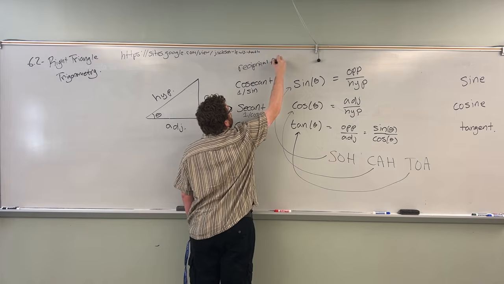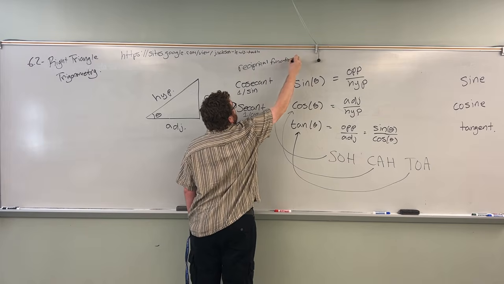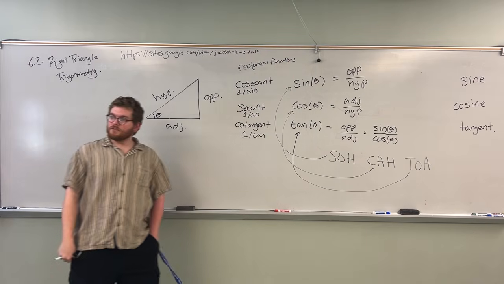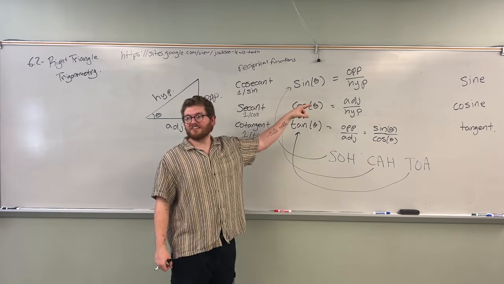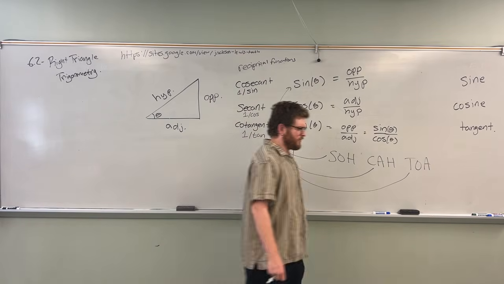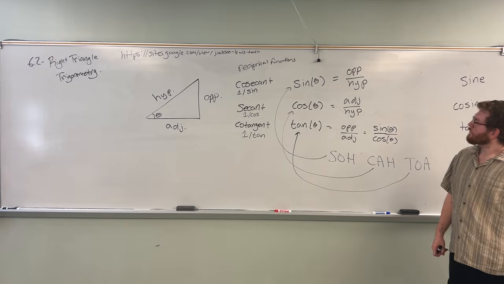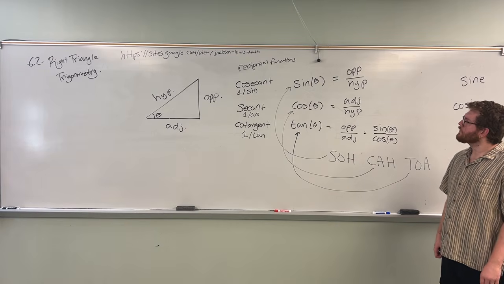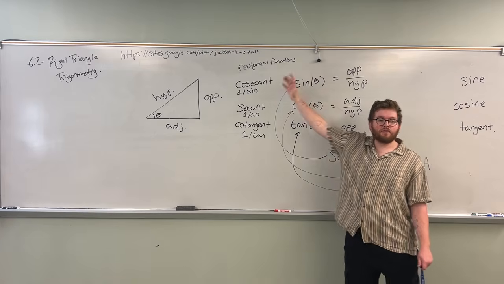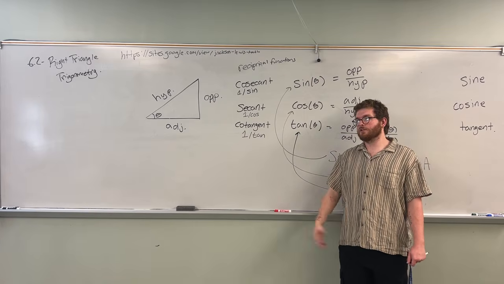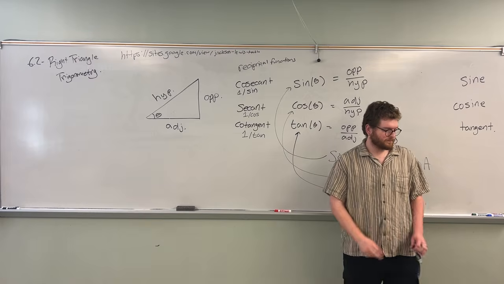Reciprocal functions. It's important not to get them confused with inverse functions. So cosecant, 1 over sine, is not the same as inverse sine, which we'll talk about in a couple of days, I think. Cool. The important three to remember are these, and then they have the reciprocals that go with them that are useful in some instances.